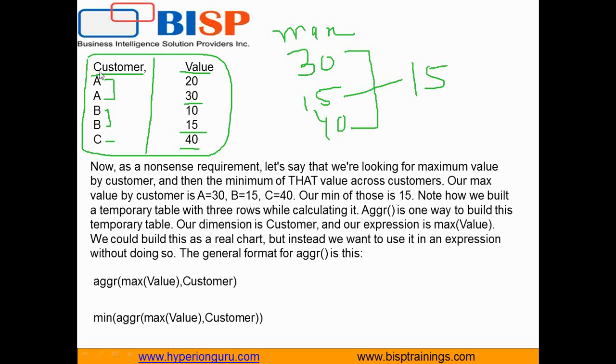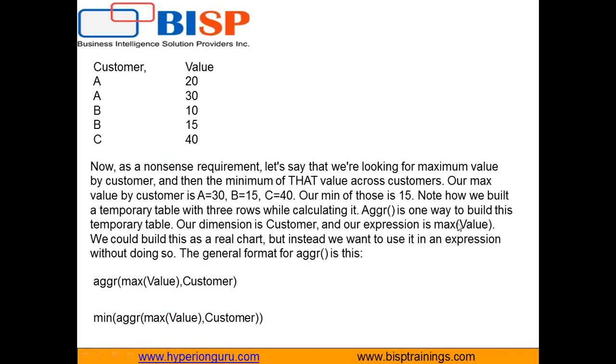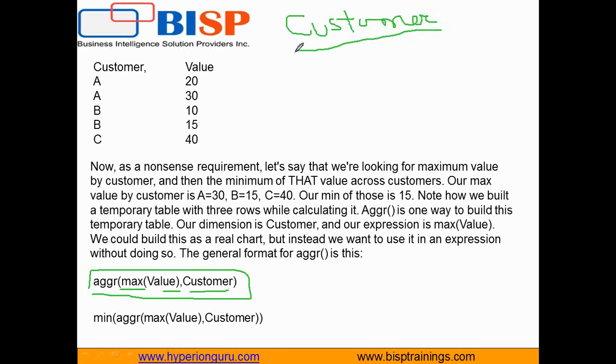So our dimension is customer, and the expression here is the maximum value. As you can see here, I have written the aggregation function as AGGR max value on the customer dimension. What it will do is get the data based on the customer dimension and find out the maximum value for each customer. So customer A's maximum value is 30, customer B's maximum value is 15, customer C's maximum value is 40.